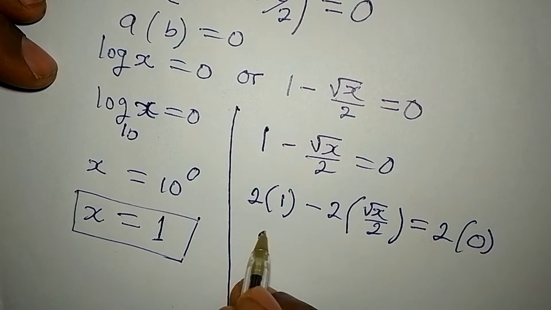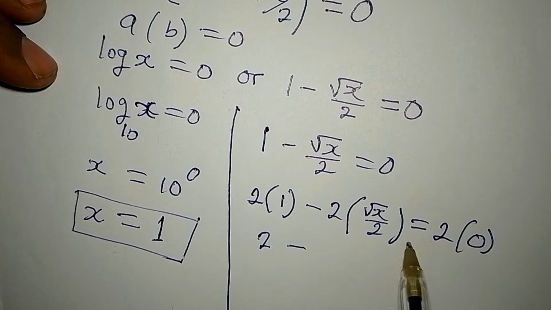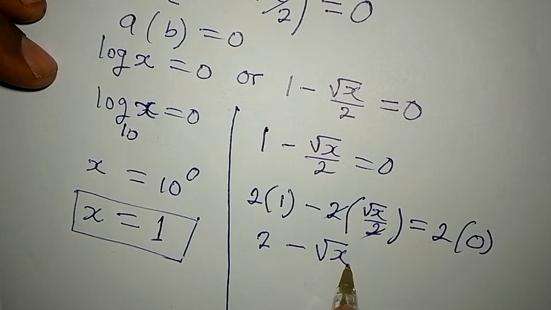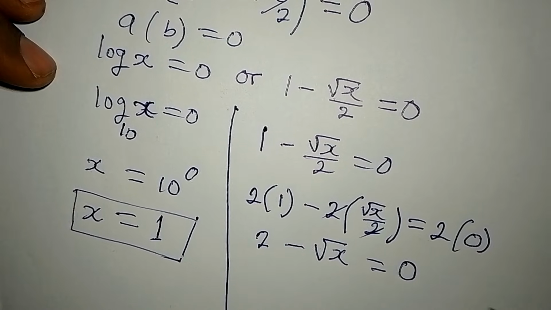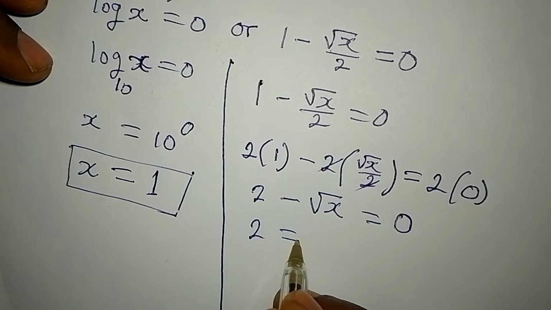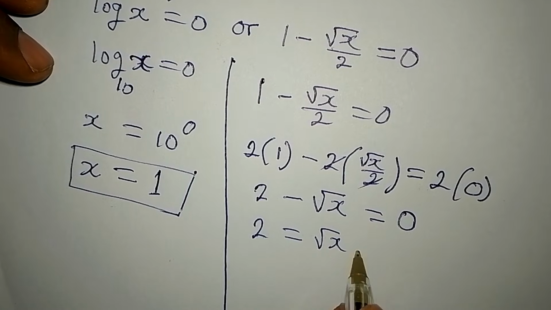2 times 1 is 2. Then minus, here we have 2, it goes there. So we have just root x. And this is equal to 2 times 0, which is 0. Now let's collect like terms. So we have 2 equal to 0 plus root x, and that will be root x.